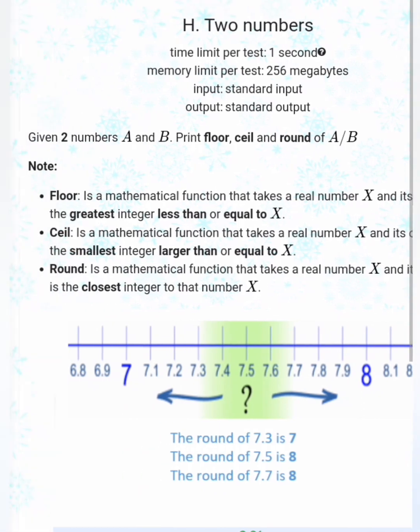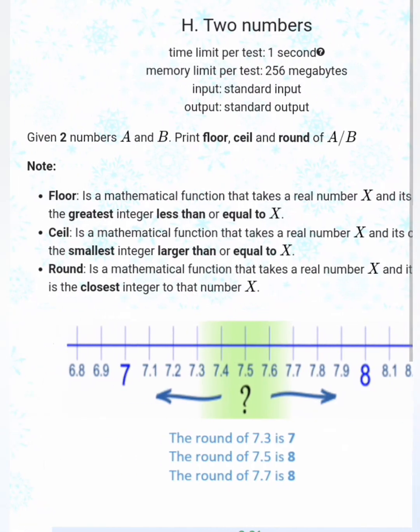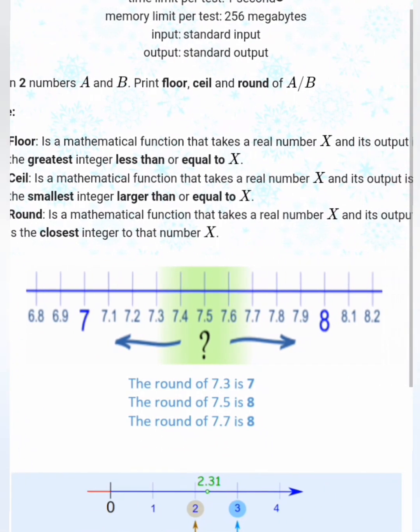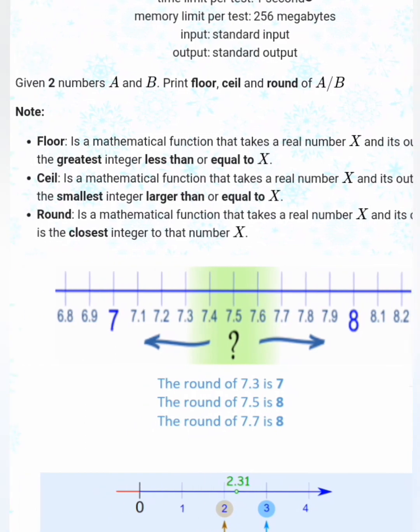Then they give a note that floor is a mathematical function that takes a real number x and its output is the greatest integer less than or equal to x. And ceil is a mathematical function that takes a real number x and its output is the smallest integer larger than or equal to x. Round is a mathematical function that takes a real number x and its output is the closest integer to that number. If you see this picture, there is an example of the round.